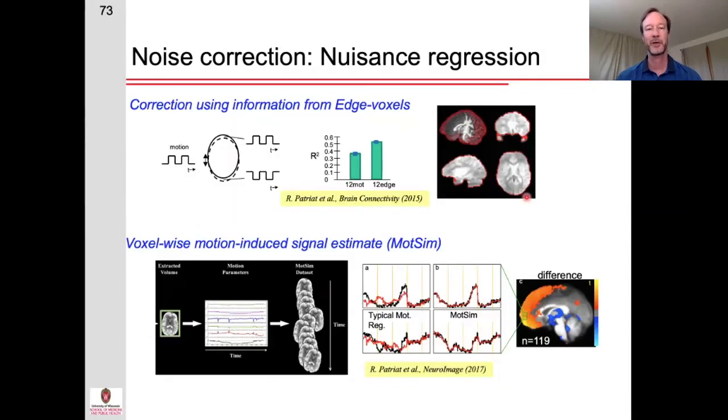So my lab has been working on techniques to improve the correction of motion artifacts. For example, using information at the edge voxels that can often represent the motion very well, and we can account for the motion a lot better than just the realignment parameters and the derivatives. In addition, we've come up with a more accurate model of the motion-induced signal change, what we call MOTSIM, that can more accurately reproduce the signal changes induced by the motion than just the motion regressors themselves, which is typically included in order to denoise the data.